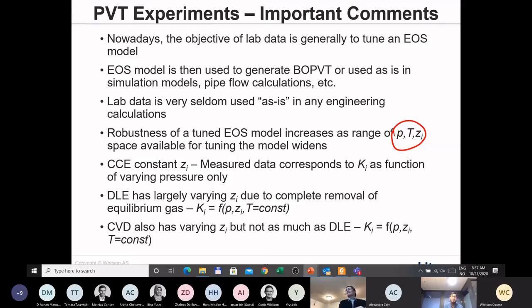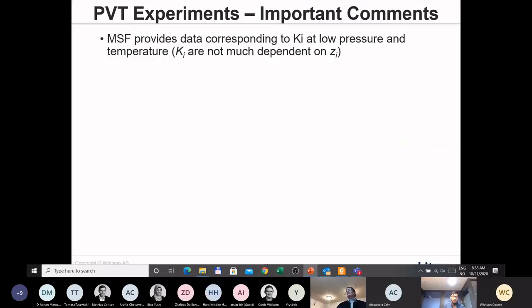So when we are deciding, for example, which experiments we should be doing, we should have these things in our mind: the CCE experiment has a constant composition. DLE gives us the dependency of K values not just on the pressure, but also on the total composition, and the same goes with the CVD experiment. And on the other hand, the multi-stage separator test corresponds to the K values at low pressures and temperature, and there the K values, we know that they are not much dependent on the total composition.